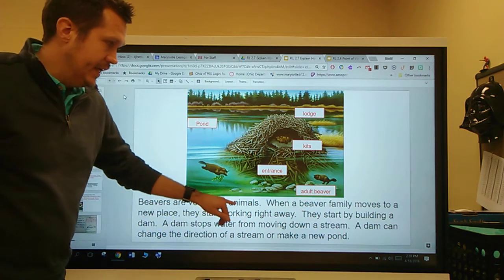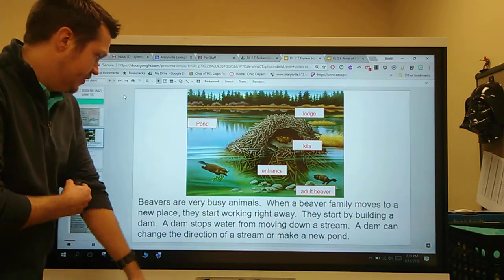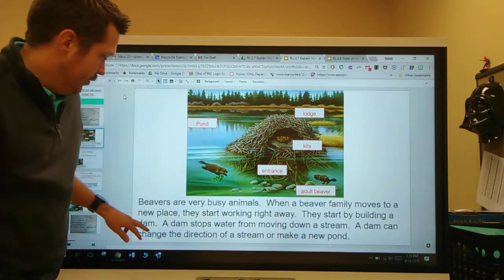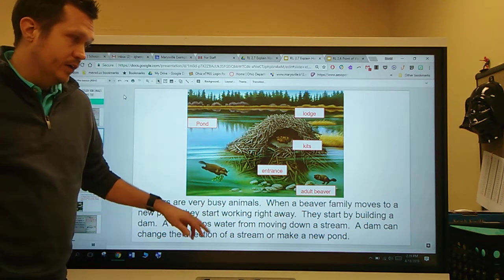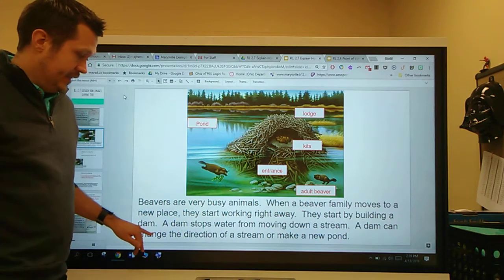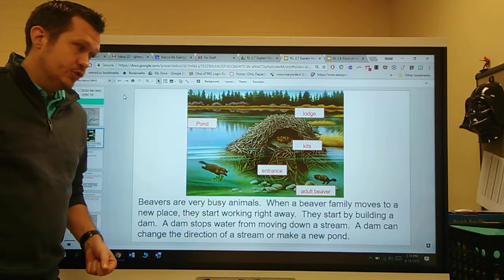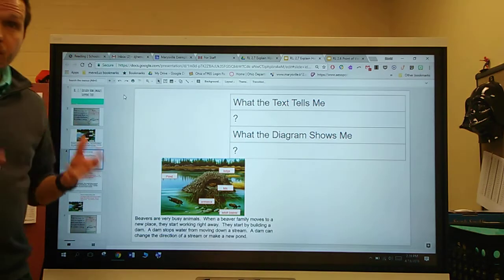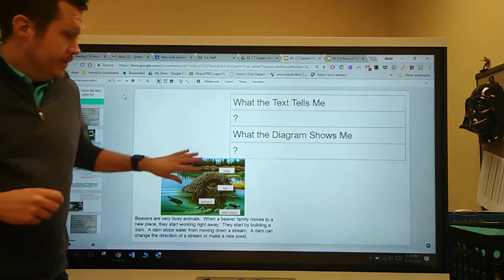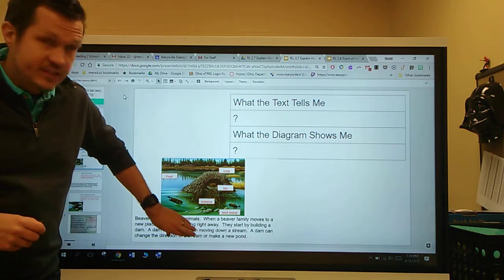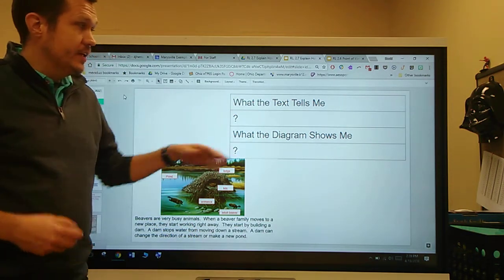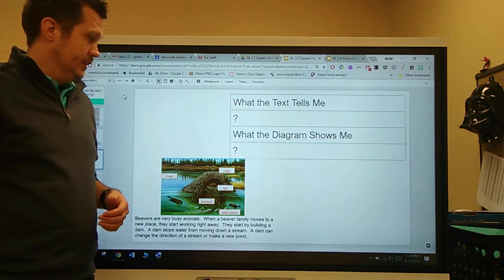Beavers are very busy animals. When a beaver family moves to a new place, they start working right away. They start by building a dam. A dam stops water from moving downstream. A dam can change the direction of a stream or make a new pond. So let's explore this. Today we're learning about how the visuals are just as important as the words. So we're going to take a look at what the text is teaching us, and we're going to see if we can figure out what the diagram is teaching us.